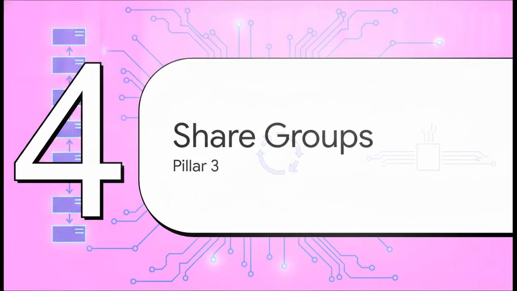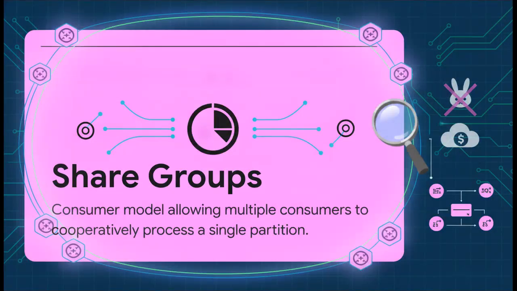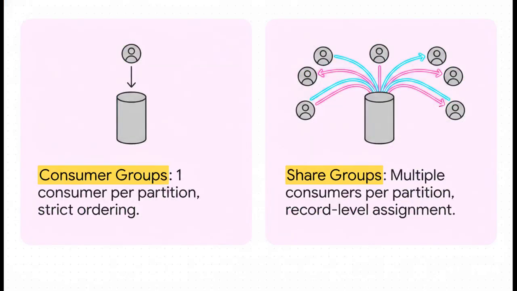Pillar 3. Share groups and compute. So this brings us to KIP 932 and share groups. This is a consumer model that allows multiple consumers to cooperatively process a single partition via message-level acknowledgement. For years, if you needed traditional queuing semantics, like the kind you'd find in RabbitMQ or SQS, you had to run a totally separate system right alongside Kafka. Well, not anymore.